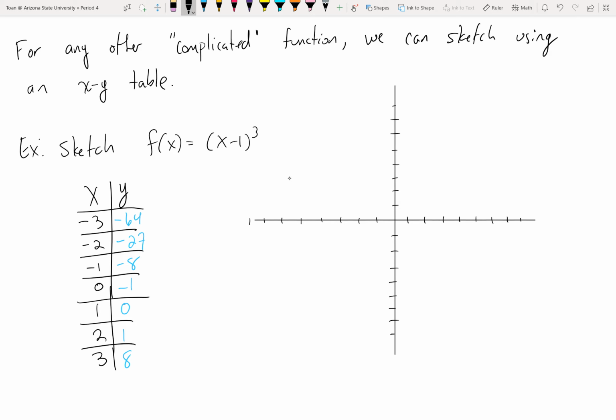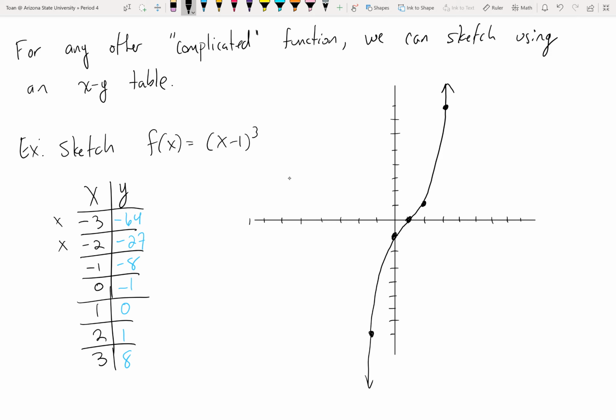And then you just basically plot points. Again, I'm going to skip these because I can't plot -64 and -27. So plotting -1, -8. Plotting 0, -1. 1, 0. 2, 1. 3, 8. And then you just sort of squint your eyes, do your best guess, and imagine what it would look like if everything was connected. I imagine it would look something like that. So there we go. We sketched it. Not too hard.